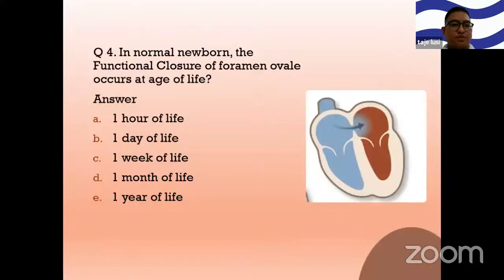So coming to the fourth question: in a normal newborn, the functional closure of the foramen ovale occurs at what age of life? Options are: A, 1 hour of life. Option B is 1 day of life. Option C is 1 week of life. Option D is 1 month of life. Option E is 1 year of life. Which is the correct answer for this question?